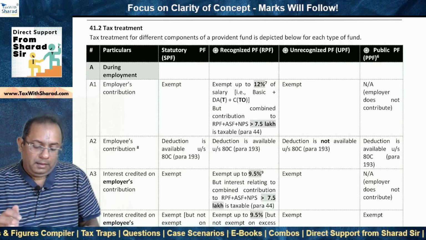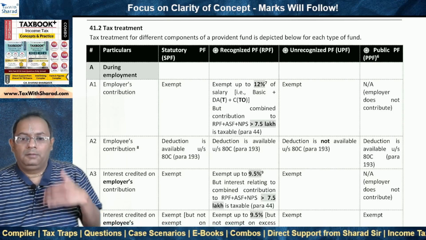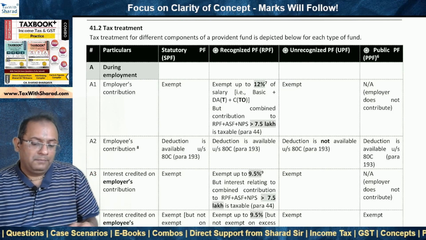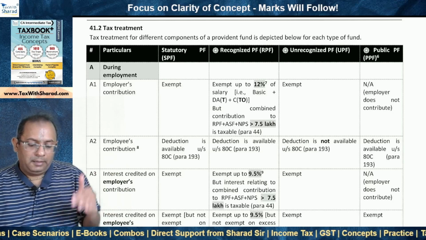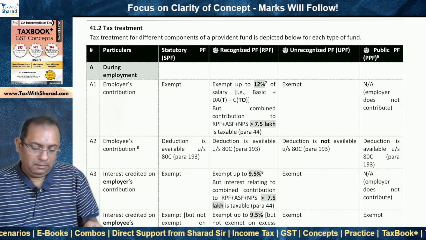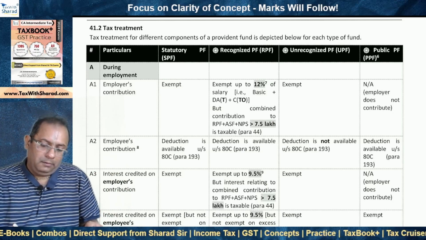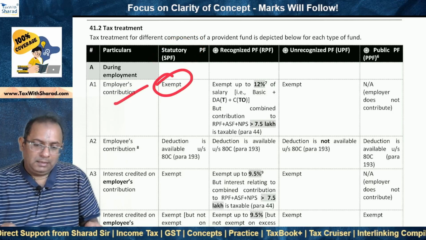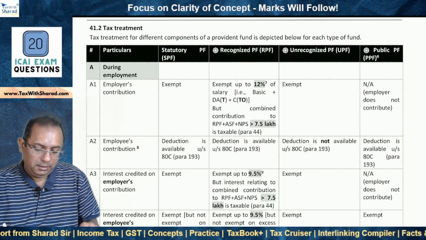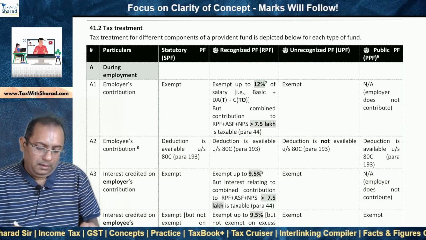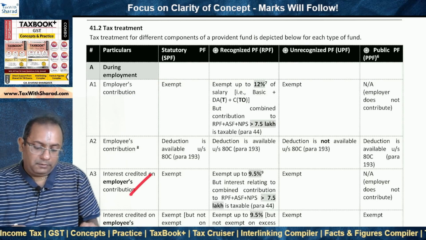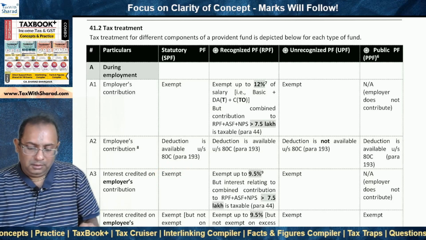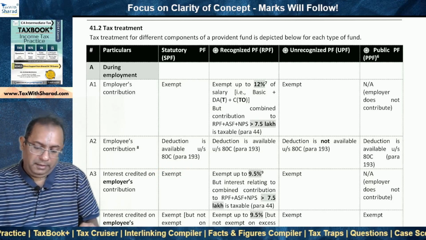Now, as far as employer's contribution, there will be a contribution that will be made by the employer in the provident fund account of the employee. And then there will be interest which will be credited in respect of that employer's contribution. Now, when we look at statutory provident fund, the employer's contribution is exempt and there is no limit as such which has been specified. What about interest credited on employer's contribution? It is also exempt and there is no limit as such which has been specified.